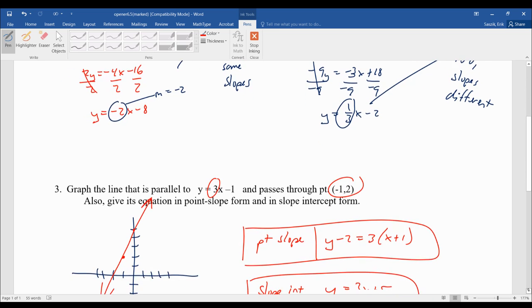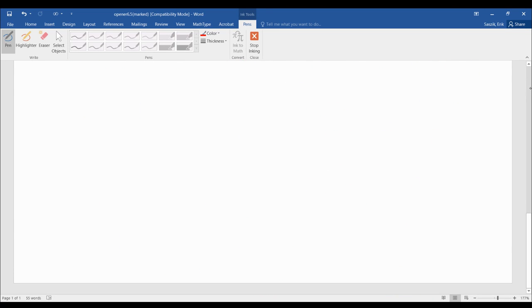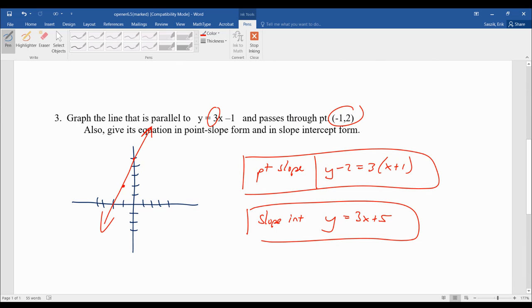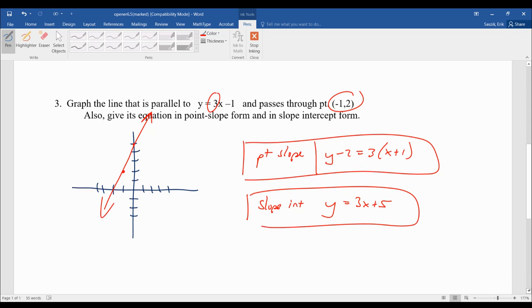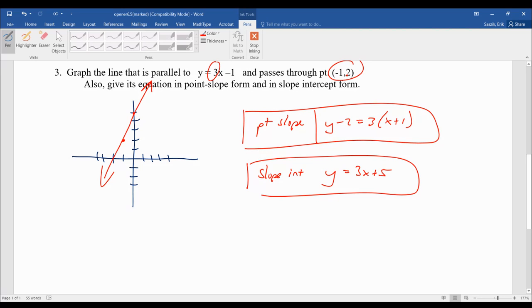Down here, I'm going to just talk through this problem, and then I'm going to do a couple extra problems at the bottom. Graph the line that is parallel to y equals 3x minus 1 and passes through this point. So we're only asked to graph one line. We're not asked to graph this line here. We're asked to graph a line that's parallel to this one through this point. So I got to go to this point, -1, 2. That's right there. Remember, parallel means same slope. And that 3, that's a 3 over 1. So I go up 3, over 1, and there's my line.